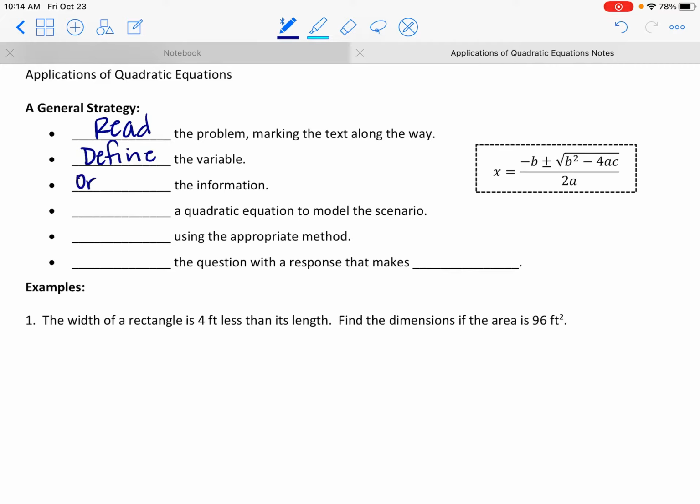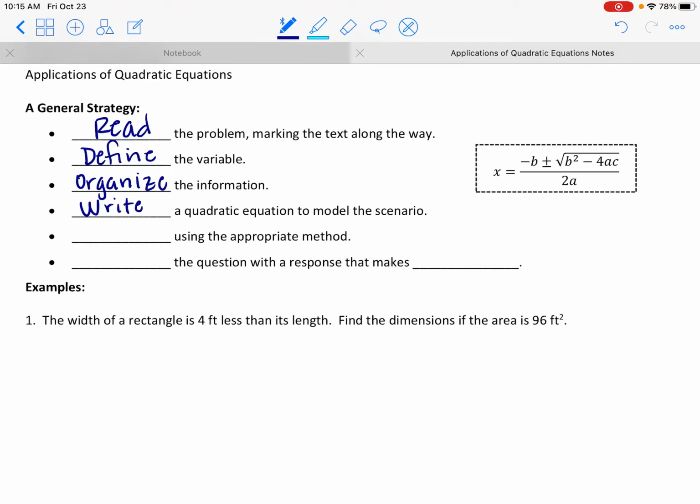If it's helpful to organize the information, again, into a list or into a chart, or to draw a picture in some way, organize the situation. So those are all sort of general strategies. The hard part here is to actually write your equation to model the situation, and in this case we're going to be writing quadratic equations. The good news is once we have our equation, we have a whole bunch of different ways in which we can solve. So we're going to use what's most appropriate or maybe the best method for you.